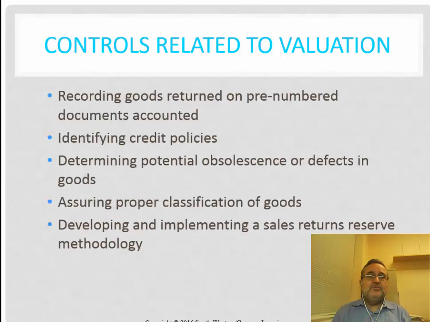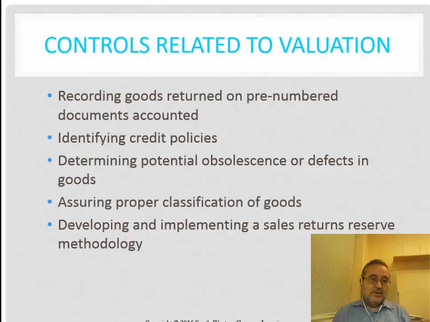When we're looking at valuation, we also want to consider the goods that have been returned. We need to understand that there is a pre-numbered documentation system. And anytime we have a pre-numbered documentation system, we're looking for exceptions. We're looking for the same number twice, or we're looking for gaps in the numbering. These gaps in the numbering may in fact mean that something is taking place.